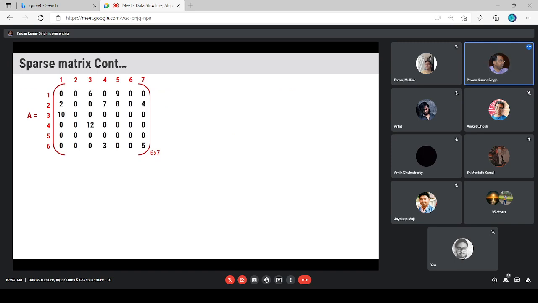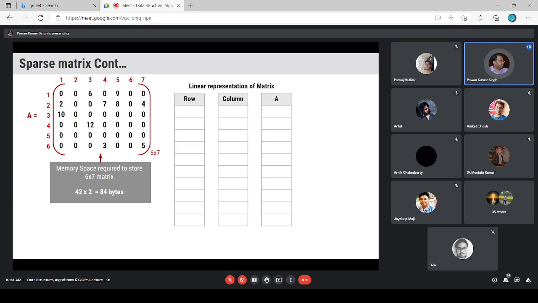Now just see. Suppose this is a 6 cross 7 matrix. This is a sparse matrix because most of the elements are 0. Now, how much memory space do we require to store this 6 by 7 matrix? 6 into 7, that is 42. And if I consider an integer value to be 2 bytes, then 42 into 2, how many bytes do we require? 84 bytes will be required for saving this matrix in memory.